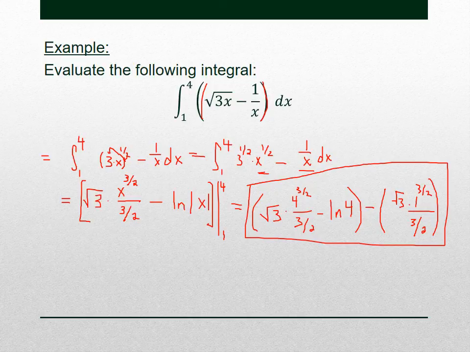And then we will subtract whatever we get when we plug in 1, and that's going to be the square root of 3 times 1 to the 3/2 over 3/2 minus, and then what is the natural log of 1? Well, that's just 0, so you can write this as the natural log of 1, or you can write minus 0, or you can just write nothing, and let all of that go away, because minus 0 doesn't change the answer. And I'm okay if you guys stop right here and don't simplify this.